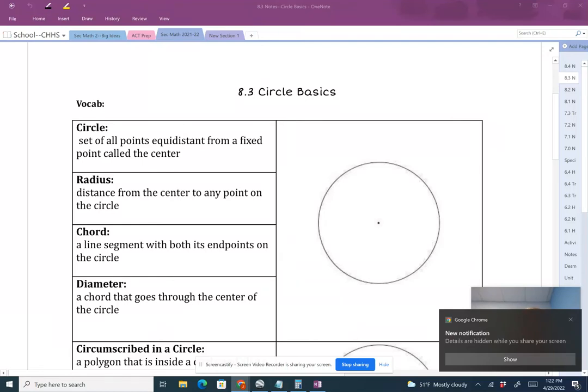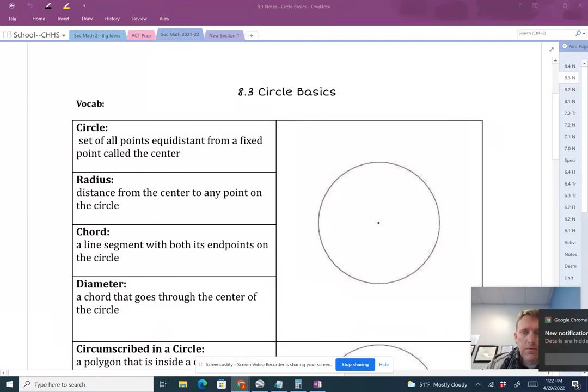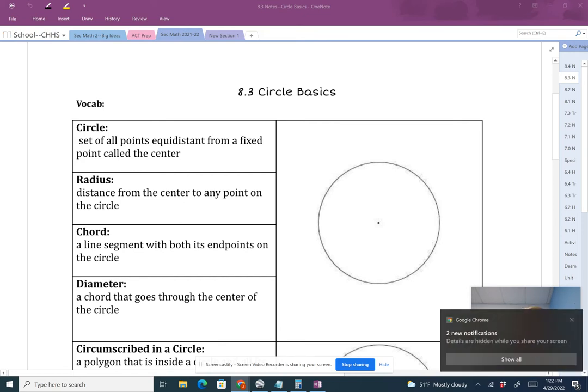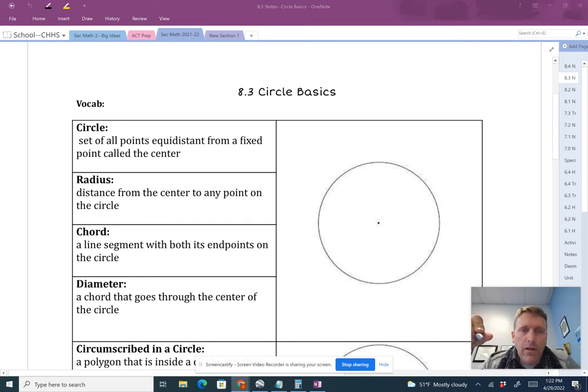Welcome. This is 8.3 on circle basics, and we're going to review some things that hopefully you know. Maybe introduce one or two things you don't know. So, first of all, a circle is defined as the set of all the points that are equidistant, or the same distance, from a fixed point, and that fixed point is called the center.